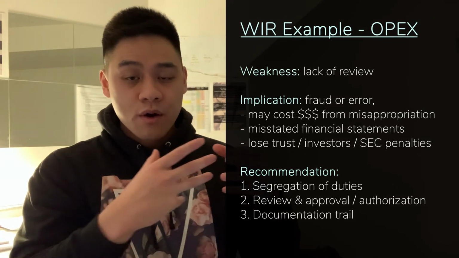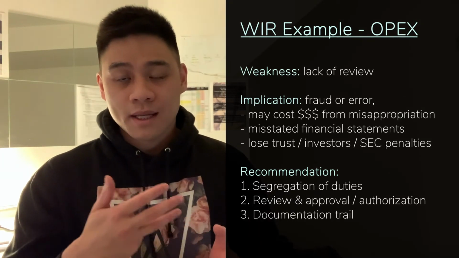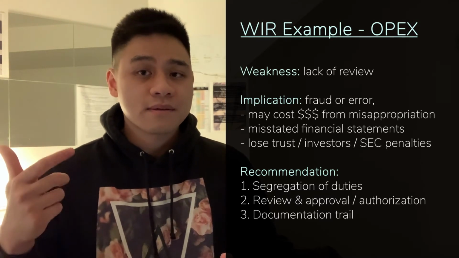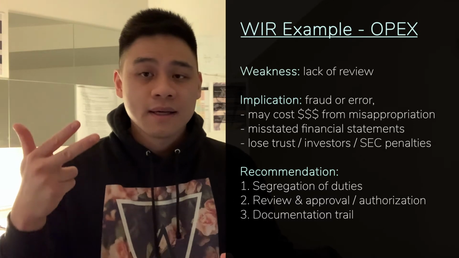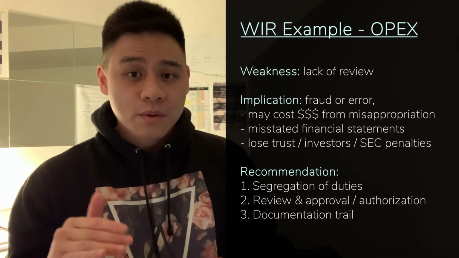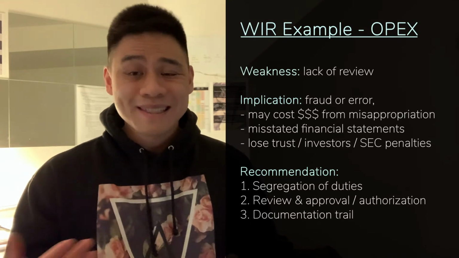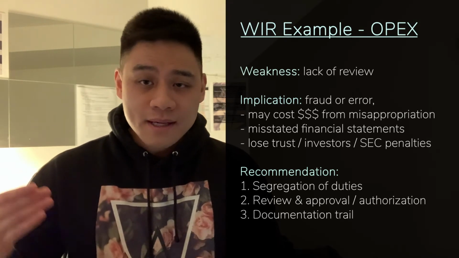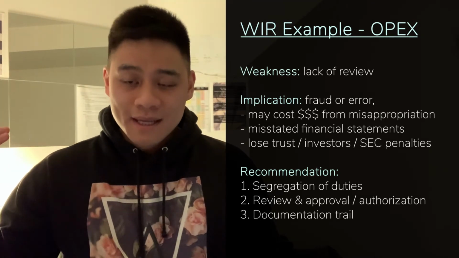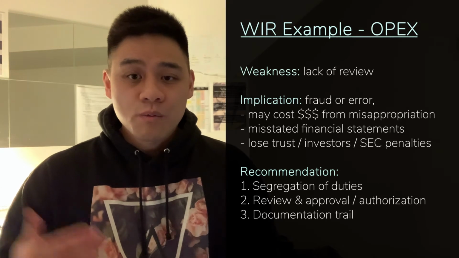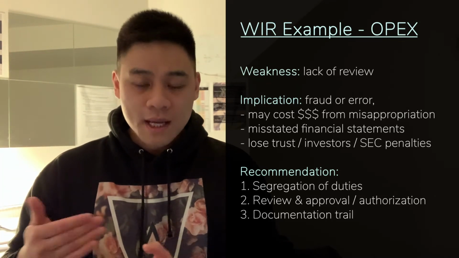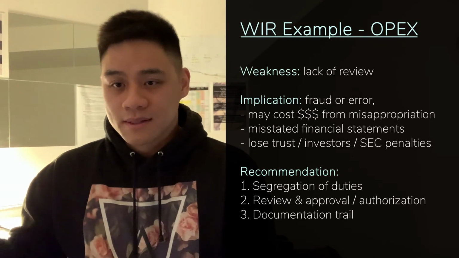So recommendation, we can implement 3 types of controls. First is segregation of duties, second is authorization, and third is documentation trail for this example. So first, with segregation of duties, the analyst will prepare the expense entries. However, have the prepared expense journal entries with the supporting invoices be reviewed by a manager before the entries can be posted into the system.